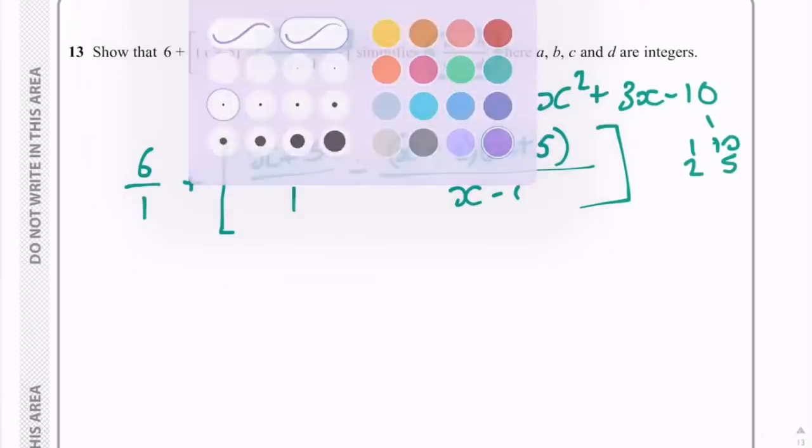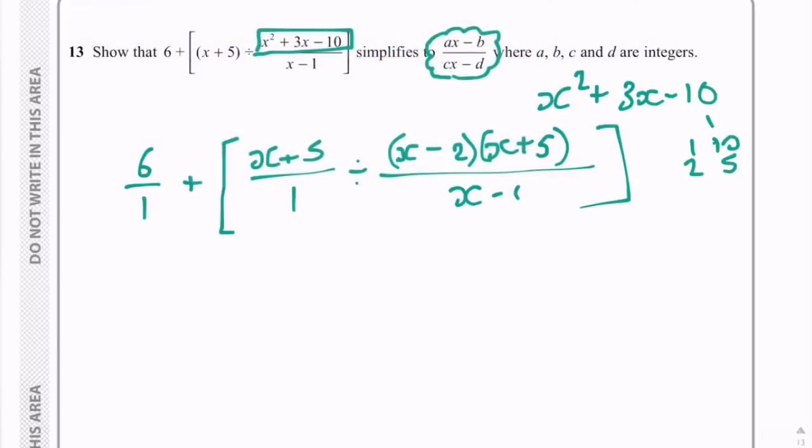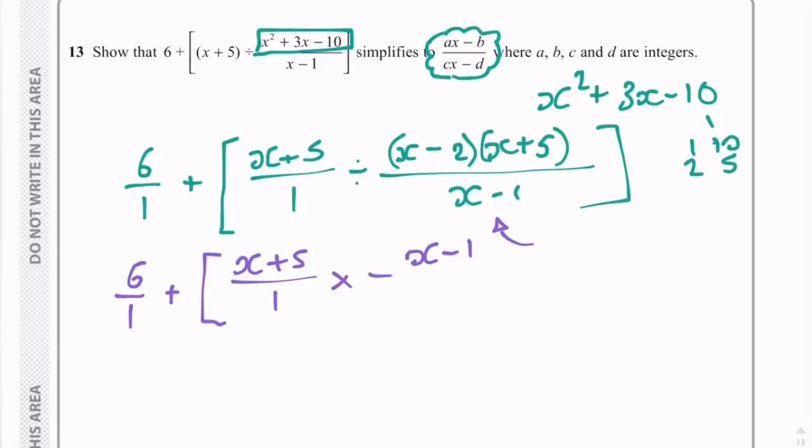There we go. So looking at what's in the bracket, we need to do what's in the brackets first. You can see that we've got to do a divide, so I need to flip the second fraction over, do the reciprocal of this second fraction. I'm going to rewrite all of this. So 6 over 1 plus x plus 5 over 1 multiplied by x minus 1 over x minus 2, x plus 5.